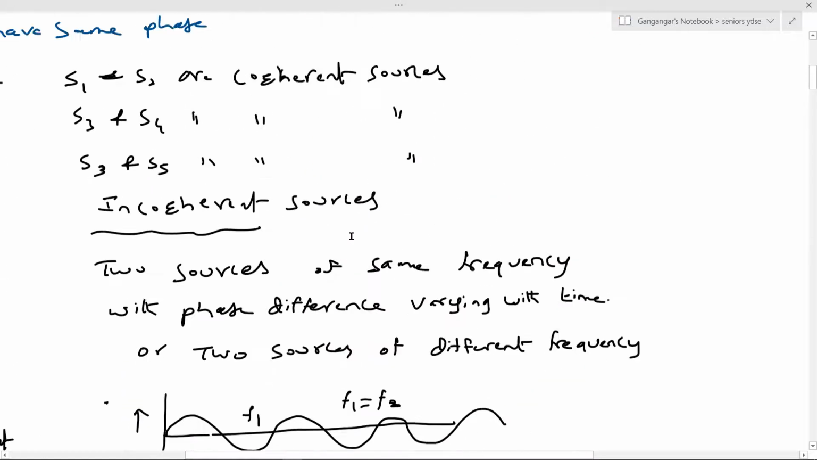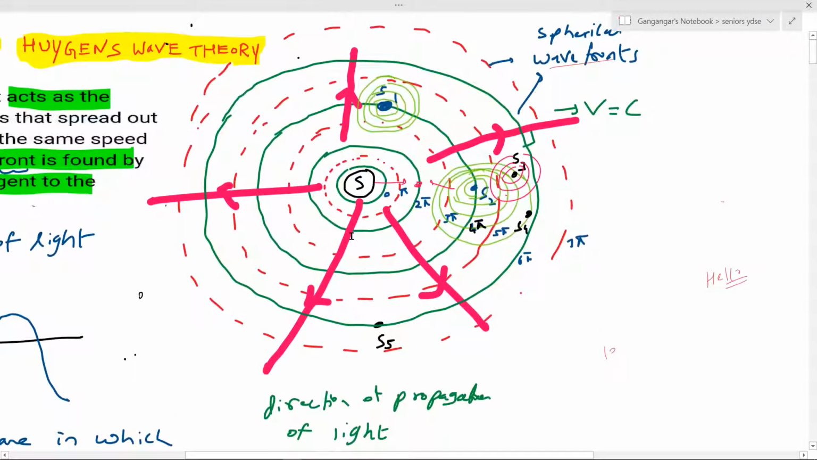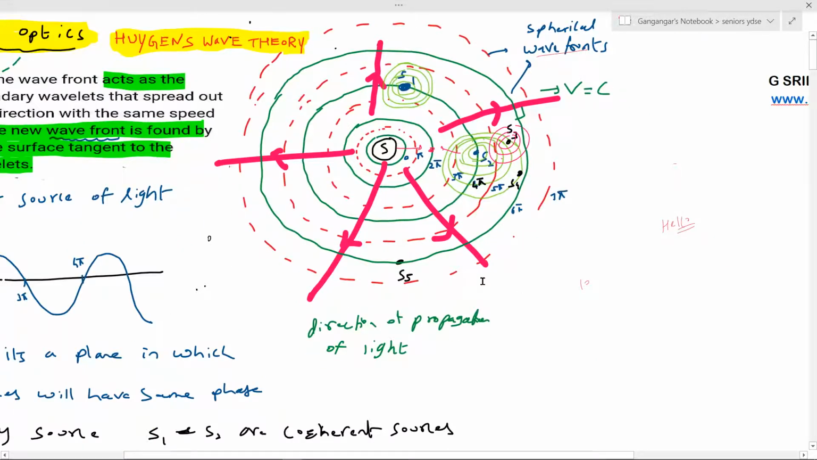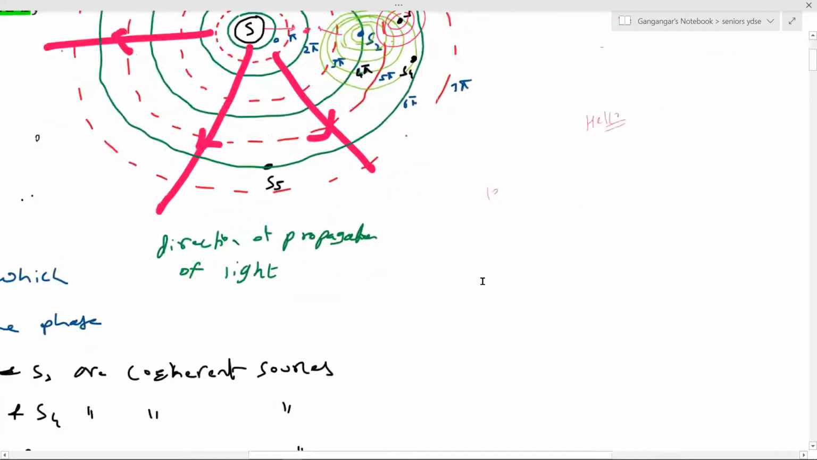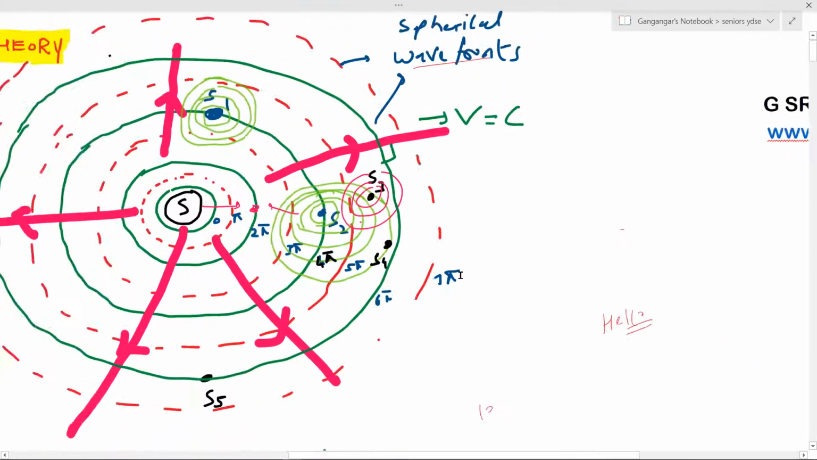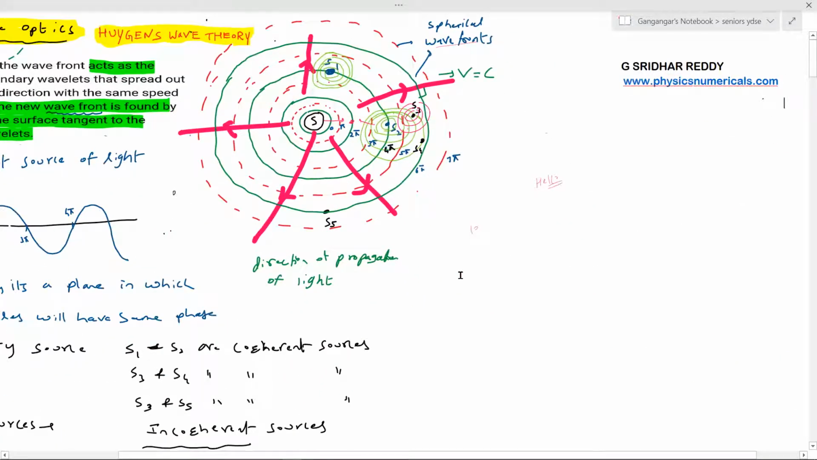Okay, let's go back to the Huygens wave theory again. I think you can see things a little bit more clearly here. Let me adjust it. Yeah. Now look at this one. There is a primary source which will emit the waves. Then the wavefronts are formed. Now S1, S2, are they coherent? What is the phase difference? What is the phase of this wavefront? 4 pi. What is the phase difference between S1 and S2? It will be 0. So at any instant of time, S1, S2 will become coherent sources.